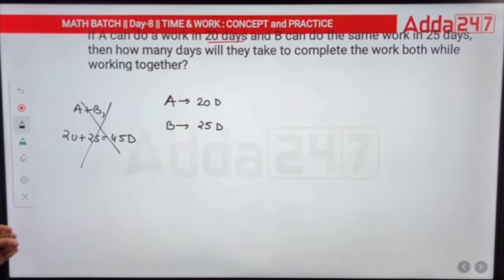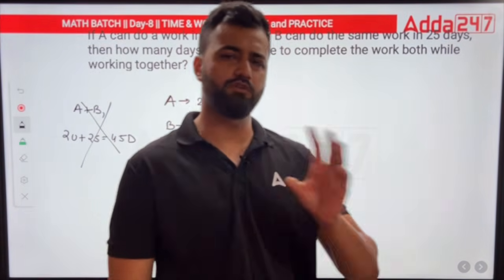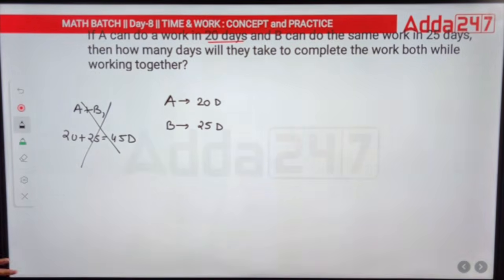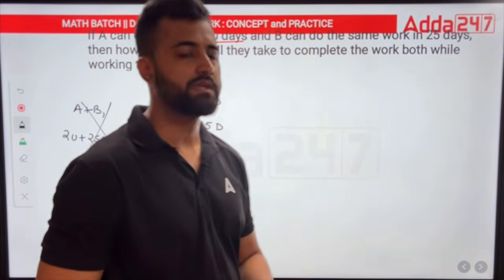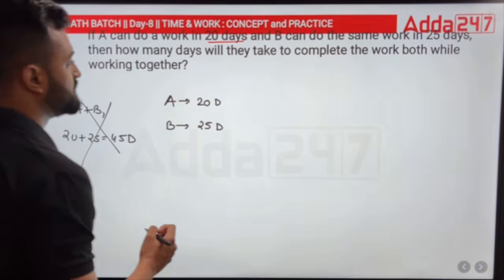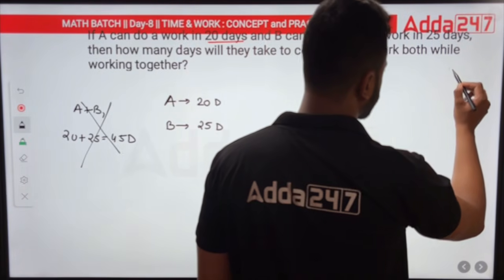So there are two ways to solve this. The first one is your basics, which I'm not going to do because basics will waste your time. So I'm going to show you the exact approach which we are going to use for our examination, which is known as your LCM approach, right? Now see, it's the same thing. What we know is that work is time into efficiency.